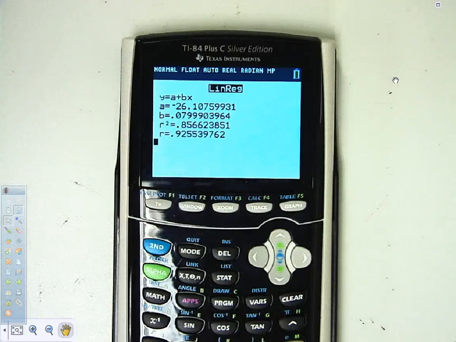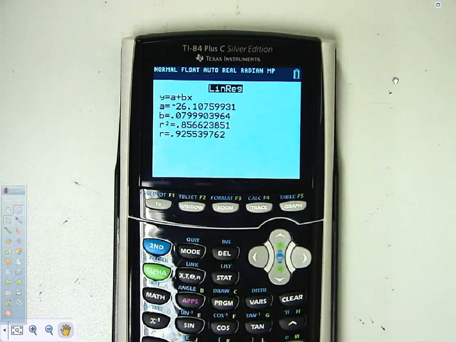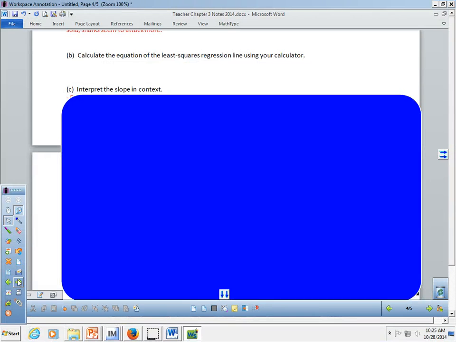It does give me something called r squared, which we'll talk about in a couple of nights. And then it also gives me r. It goes ahead and calculates r. So it created z-scores for all of my ice cream sales and all of my shark attacks, multiplied those z-scores together, added all those products up for each point, and then divided that by n minus 1. And that's the 0.925 that you see right there.